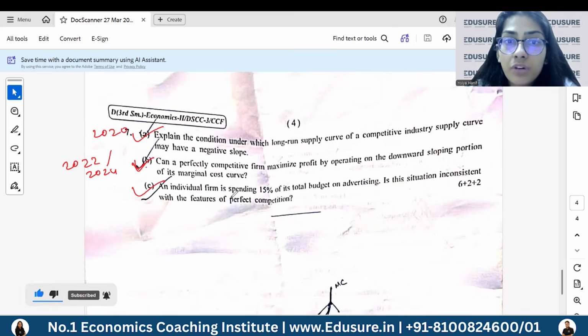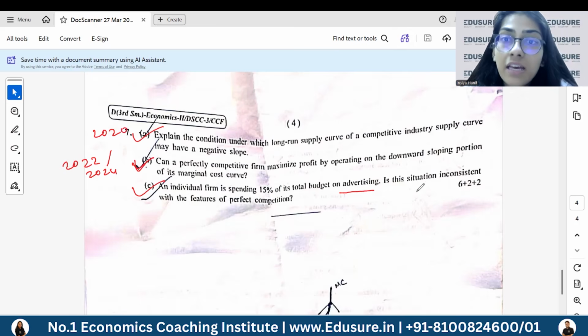Part C, an individual firm is spending 15% of its total budget on advertising. Is this situation inconsistent with the features of perfect competition? Yes, it is inconsistent because perfect competition where there is no advertising, right? Advertising is not a feature of perfect competition. So the answer is, it is inconsistent.